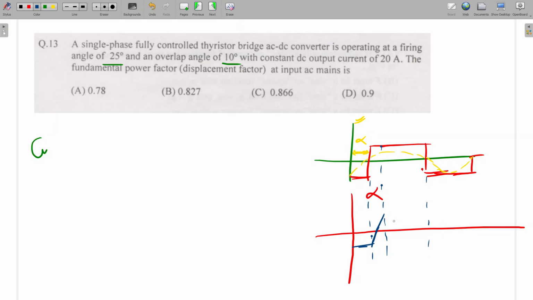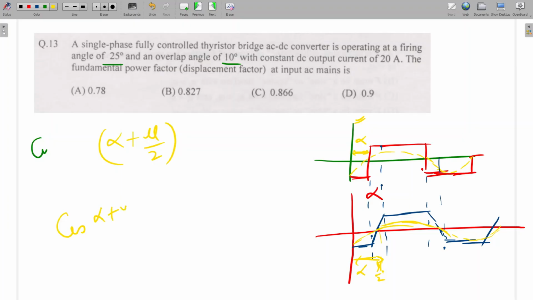Then here the source current will come, and this is the mu angle. Then it will come here. If you see the fundamental waveform, it will cross at the middle of this. So this will be the fundamental current waveform if we do the Fourier analysis. What is the displacement from here? That is alpha, and this half part is mu by 2. So we say that the displacement angle is alpha plus mu by 2. So the displacement power factor will be cosine of alpha plus mu by 2. Is it clear?